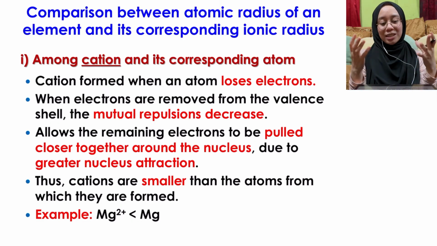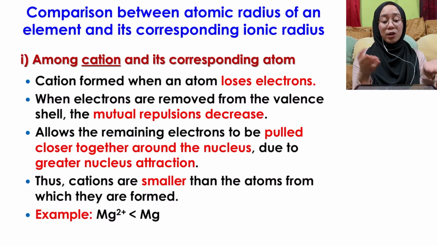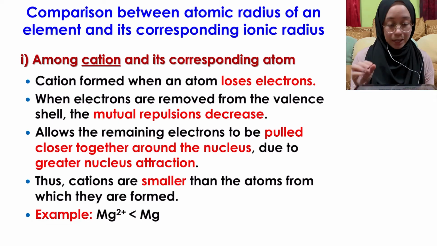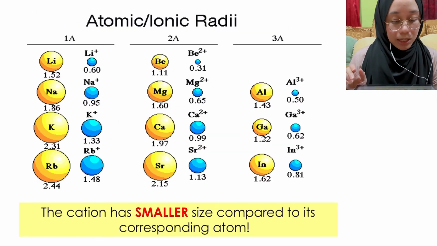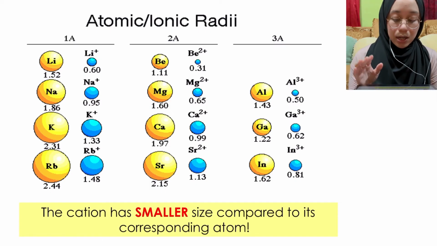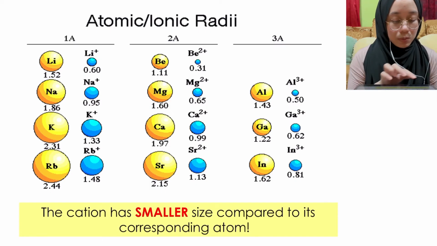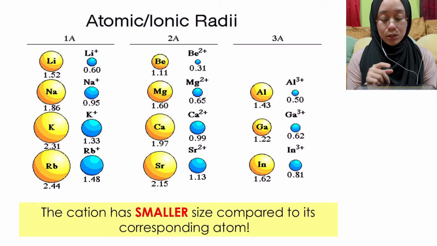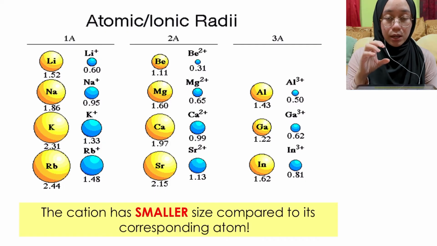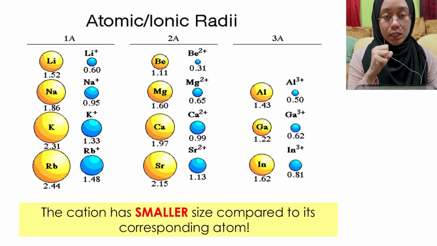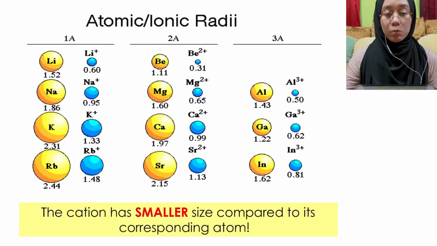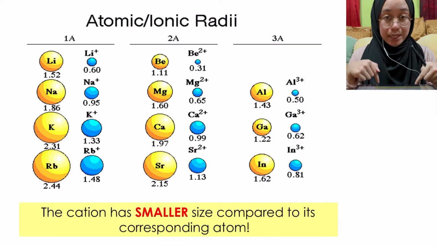Okay, so Miss rasa kamu mungkin boleh expect what's going to happen to anion. So will anion be larger than the atom? Kita akan tengok lepas ni. Okay, so basically ini adalah comparison, where you can see that all the atoms is the one yellow color. Yang ion dia pula is the blue color. So as you can see, the ion, okay, cation, dia lagi kecil daripada dia punya atom. That is because they remove electron. Remove electron, the mutual repulsion between electrons decrease.